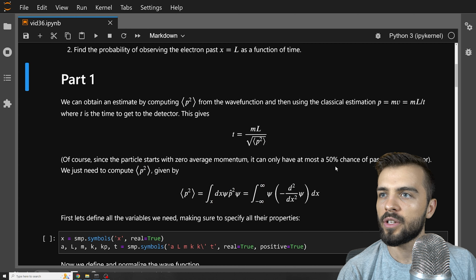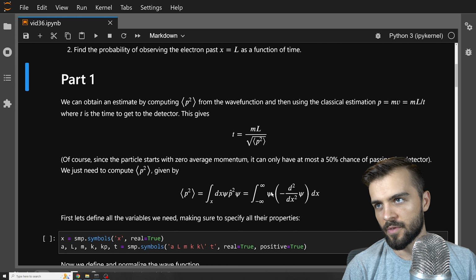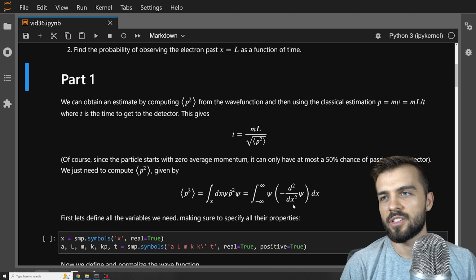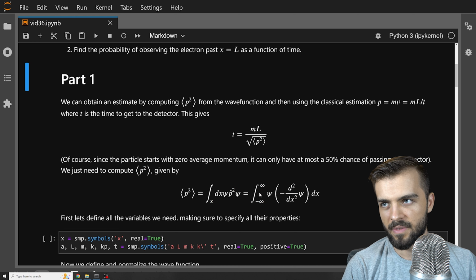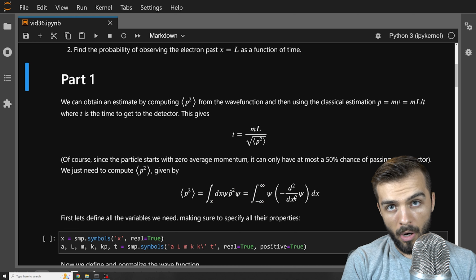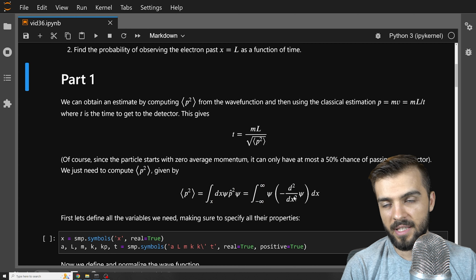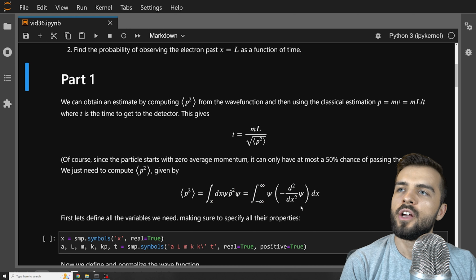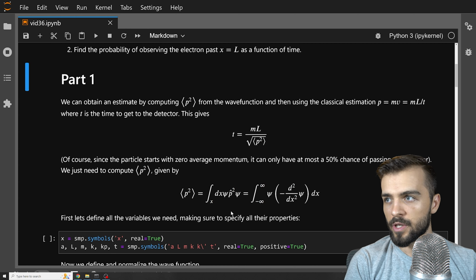So let's define all the variables we need here to compute this integral, because of course psi is just a Gaussian function. This is the derivative of a Gaussian function. This integral you can compute symbolically, and you can do it by hand, but I'll do it in SymPy just to show you how easy it is. So let's define all the variables we need for this problem.